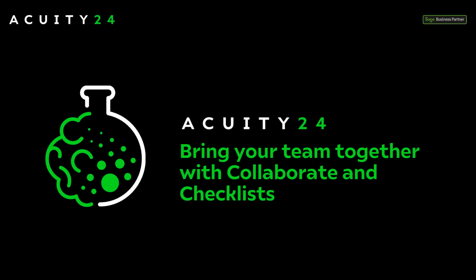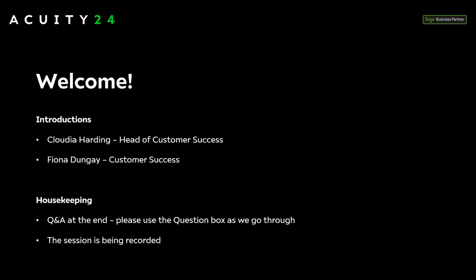So to get started, we're going to be looking at bringing your teams together with Collaborate and checklists. These are two tools that are available within the core Sage Intacct platform to bring internal communications, processes, and additional information into Sage Intacct and give you that single location to manage all of those elements. To start with, we're going to do some introductions, so we'll just move on to the next slide there.